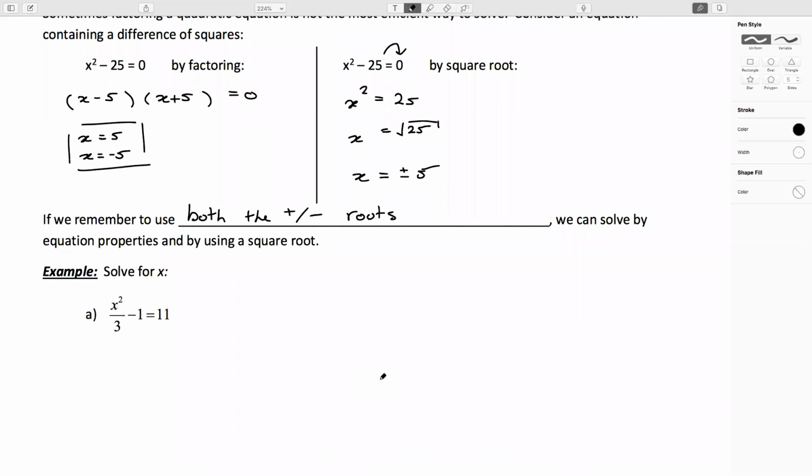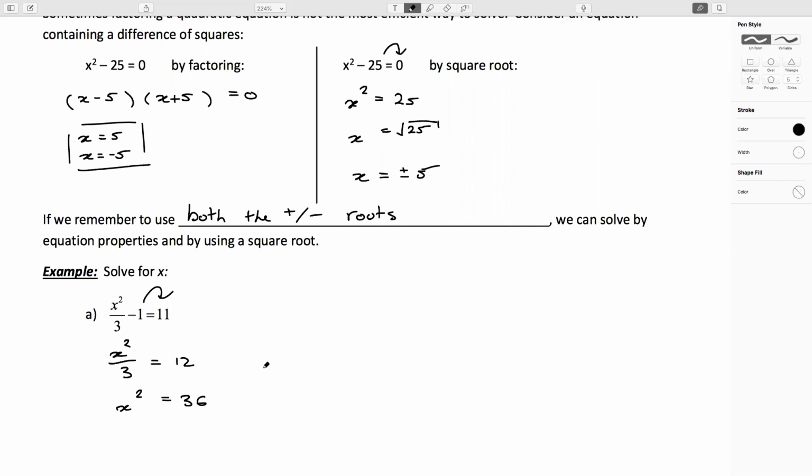So let's take a look at another one. This is one that's not a nice difference of squares, and it's going to be kind of ugly for us to deal with. However, we can solve it using square roots relatively easily. We're going to do BEDMAS, but we're going to do it backwards. So it's SAMDEB: subtraction and addition first, then division and multiplication. For subtraction and addition, we can move the 1 by adding it. So x squared over 3 is going to equal 12. Then we can deal with our multiplication and division. We multiply both sides by 3 to get rid of it. x squared equals 36.